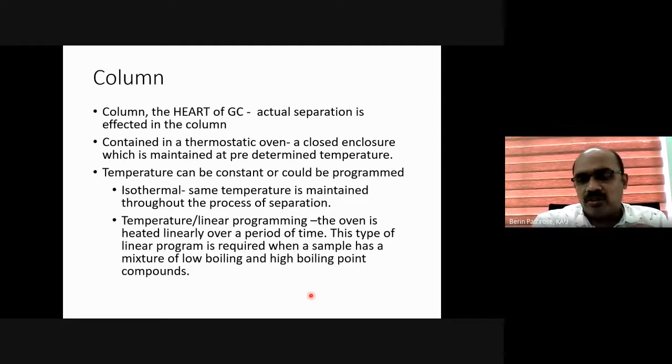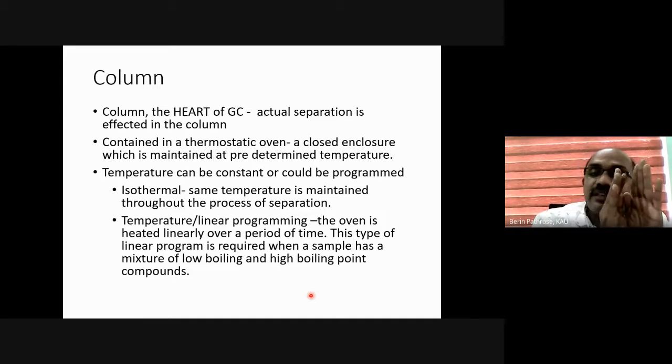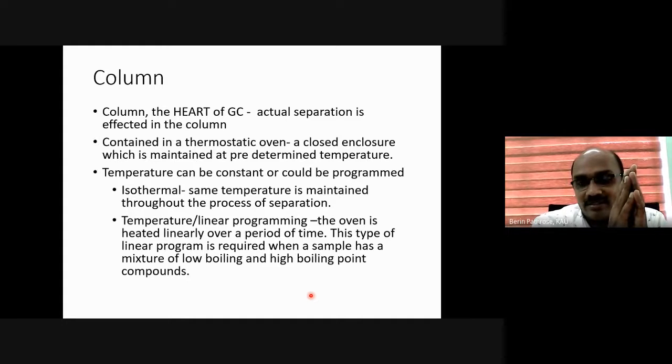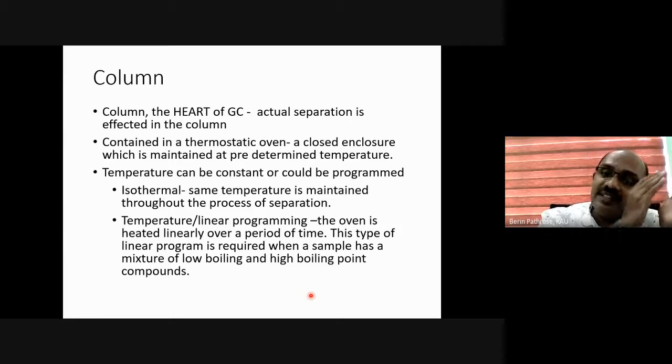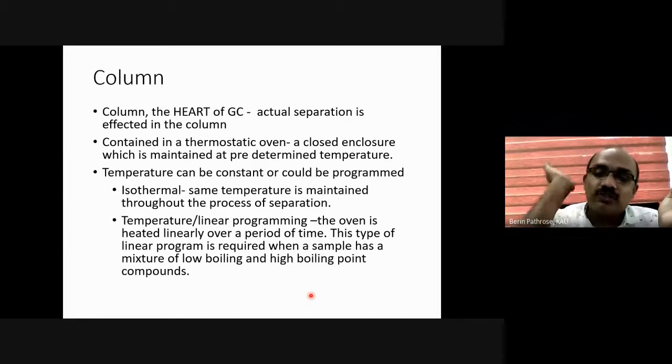Earlier, about 20 to 25 years back, the gas chromatographs we were using were isothermal. That means if we fix a temperature, the oven will maintain that particular temperature throughout the analysis, so the column is kept at that temperature. But nowadays, all gas chromatographs have a programmable oven. That means we can change the temperature during the course of analysis.